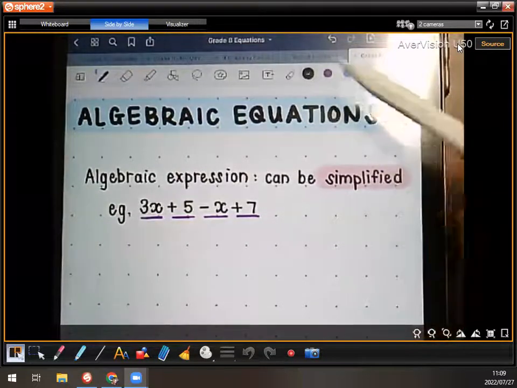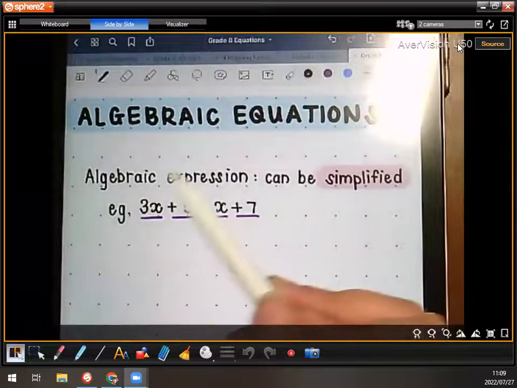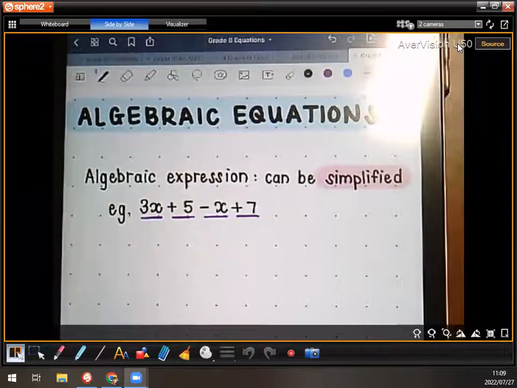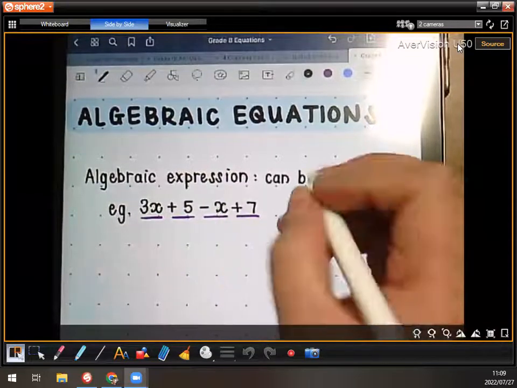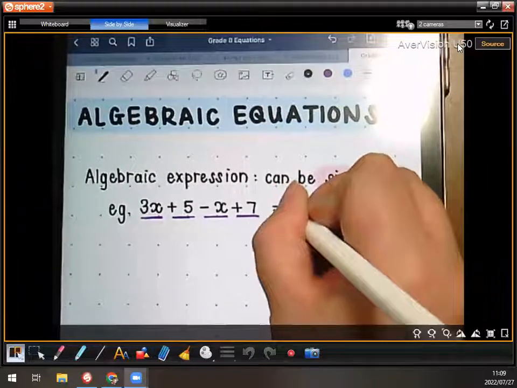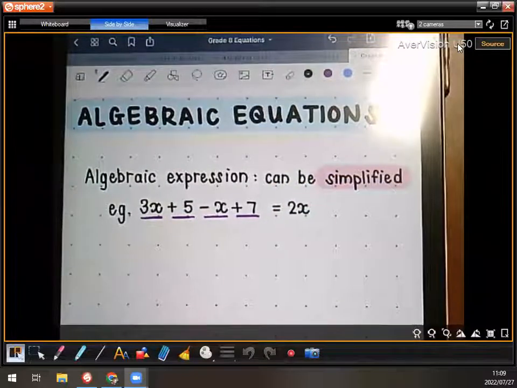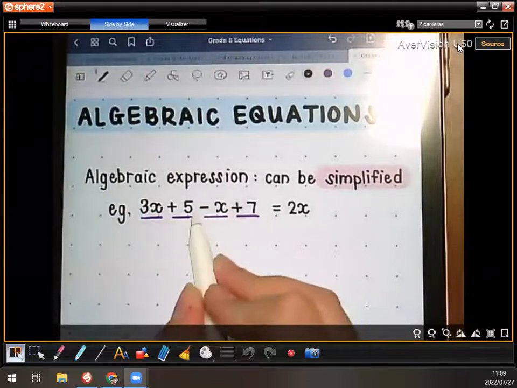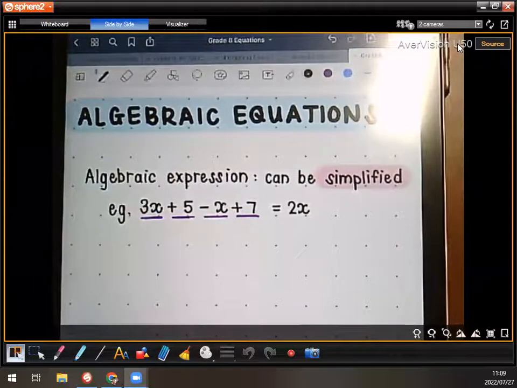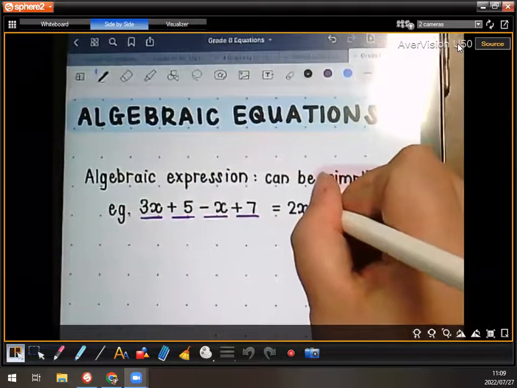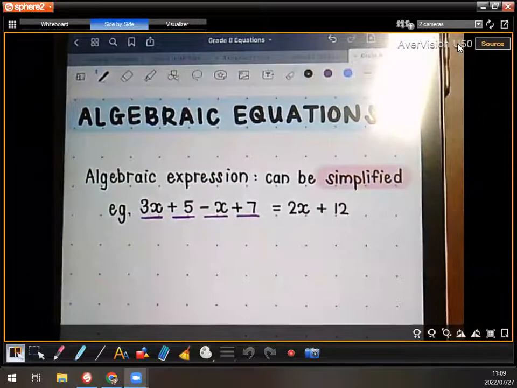All right, now guys, can I simplify this? Is there anything here that I can add or subtract? Remember, when we're adding and subtracting, we're looking for like terms. So we have a 3x and a minus x. What is 3 minus 1? 2. So that is going to be 2x. And what about the numbers? What is 5 plus 7? 12. Positive 12, so I have to write plus 12.